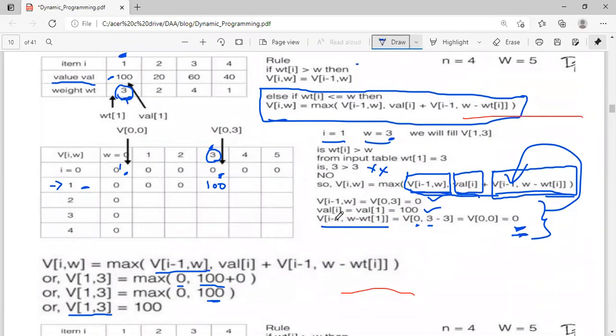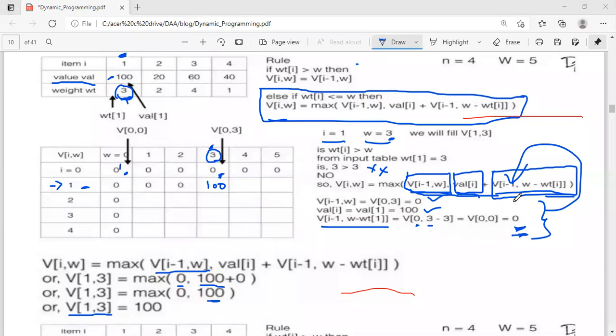Next one, V of I minus 1 comma w minus wt of I. What is this? I is 1, 1 minus 1 is 0. And what is our w? w is 3. And what is the wt of 1? The weight of item 1 is 3. So 3 minus 3, so V of 0 comma 0 is equal to 0.